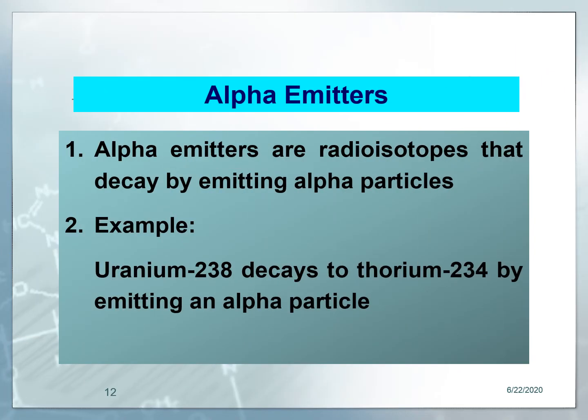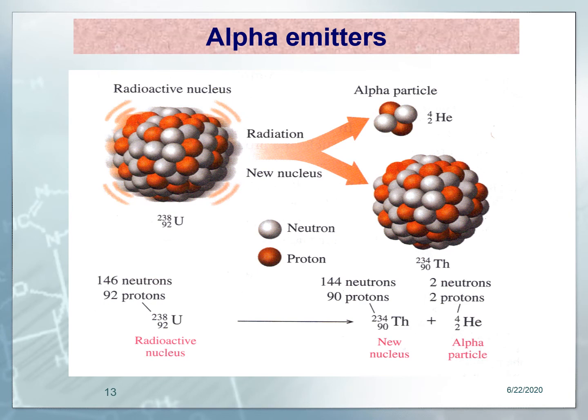Let's start with an alpha decay. Alpha emitters are radioisotopes that decay by emitting alpha particles. For example, uranium-238 decays to thorium-234 by emitting an alpha particle. So, uranium is called an alpha emitter. As shown in this figure, it clearly describes the splitting of uranium to the more stable atom of thorium, and an alpha particle.